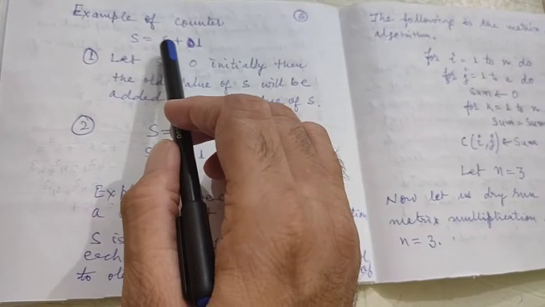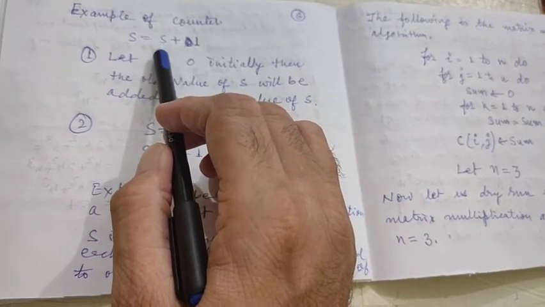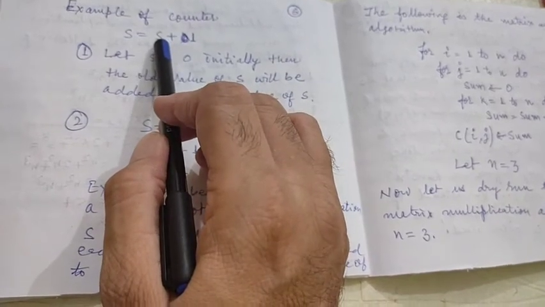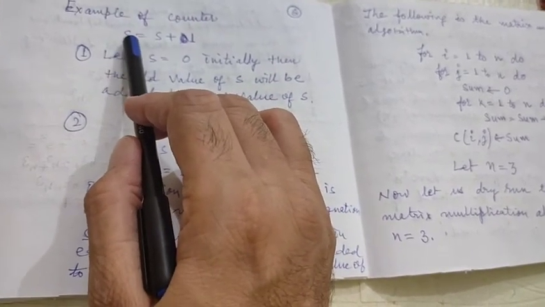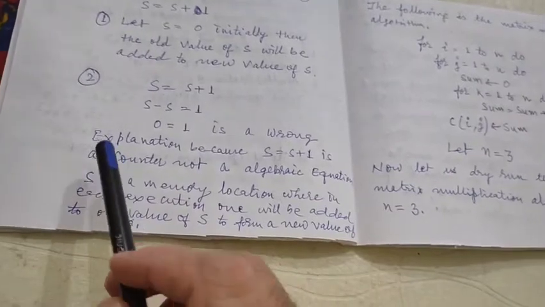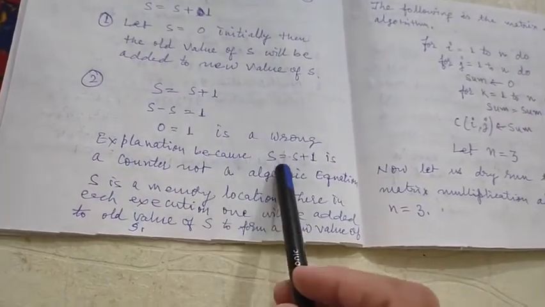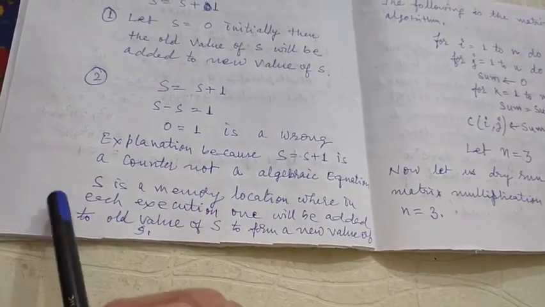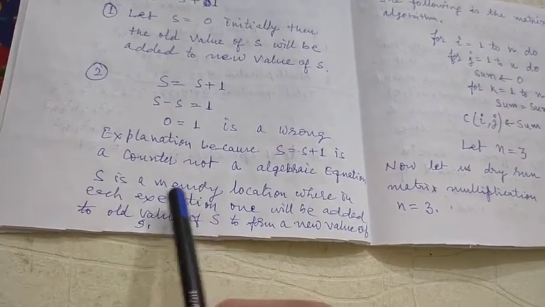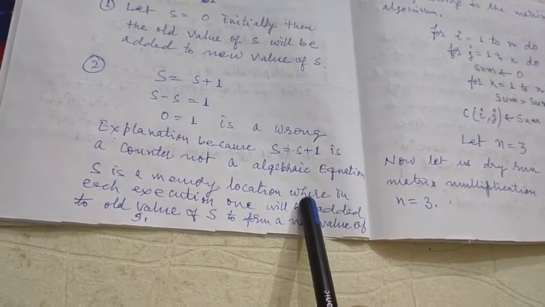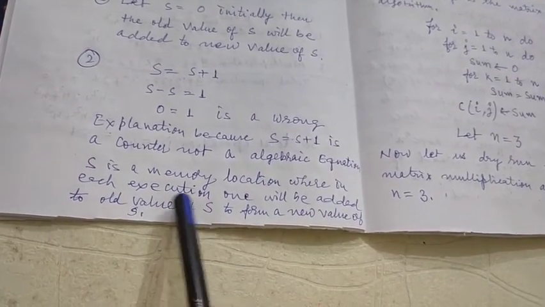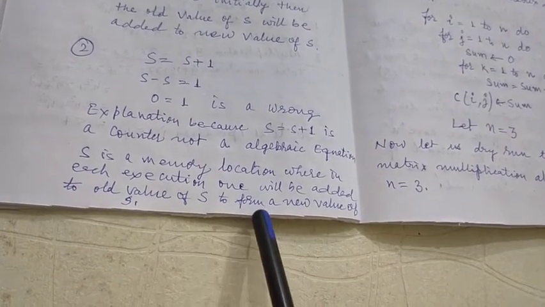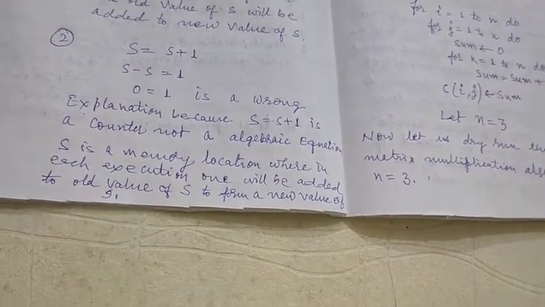So what we are doing, we are adding 1 to the old value of s to form a new value of s. So the explanation: s equal to s plus 1 is a counter, not an algebraic equation. S is a memory location where in each execution 1 will be added to the old value of S to form a new value of S.